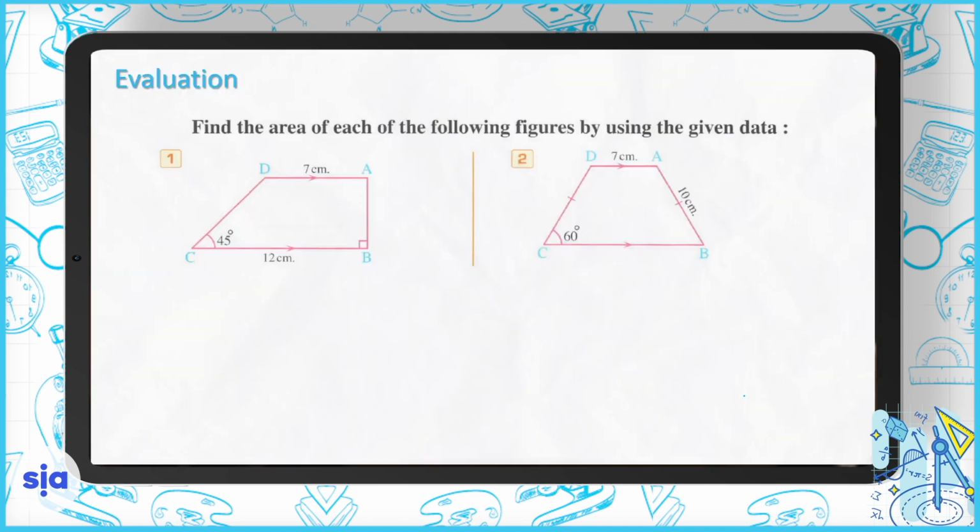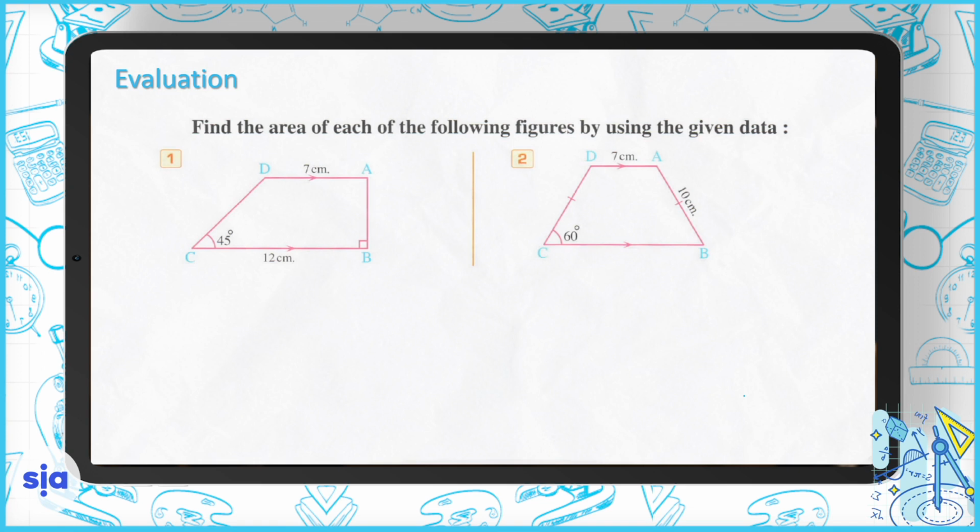Let's now move on to the evaluation part. And please, when you see the question, pause the video, try to answer the question yourself, then play the video again to check your answer. Find the area of each of the following figures by using the given data.